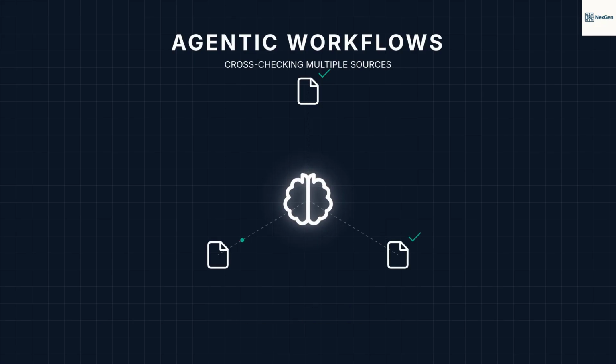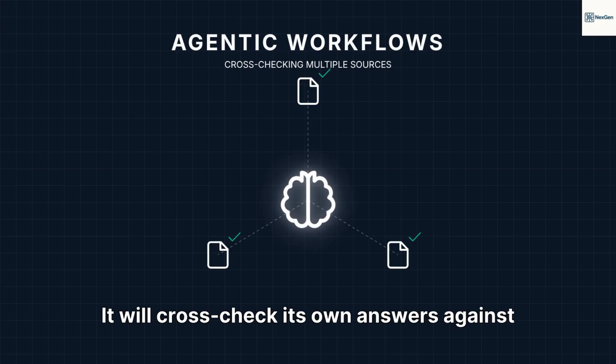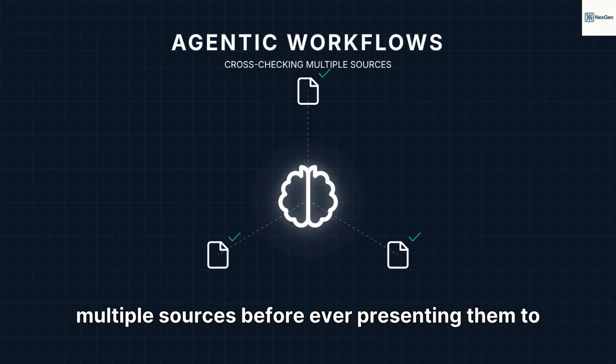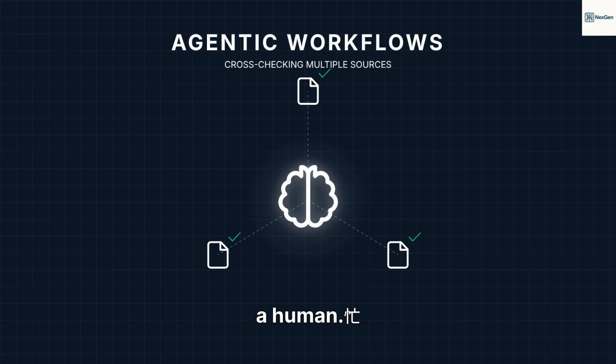Looking ahead, the next frontier is agentic RAG, where the system doesn't just retrieve, but acts on the data. It will cross-check its own answers against multiple sources before ever presenting them to a human.